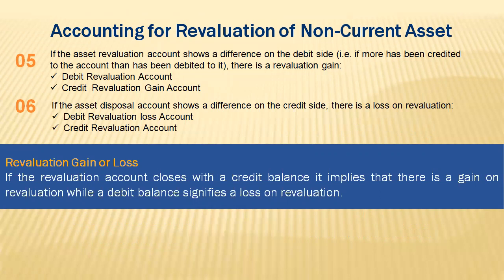If the difference in the two sides is on the debit side, that means we have a revaluation gain. So when we have a revaluation gain, you debit the revaluation account and credit the revaluation gain account.